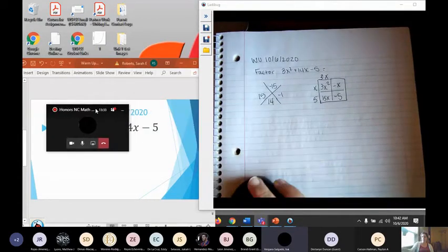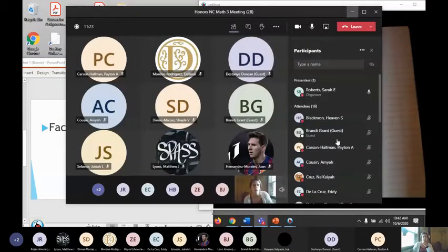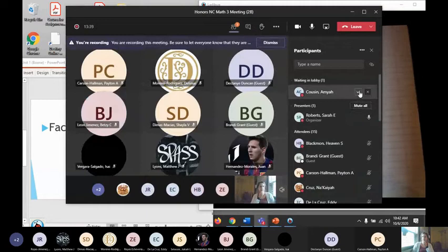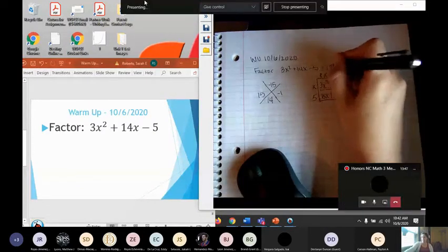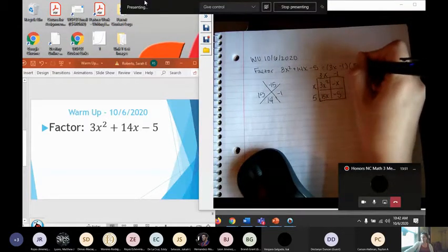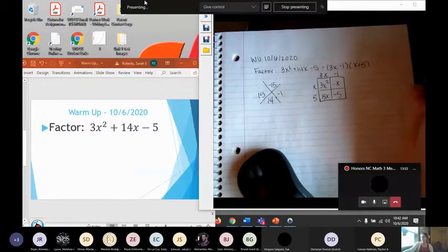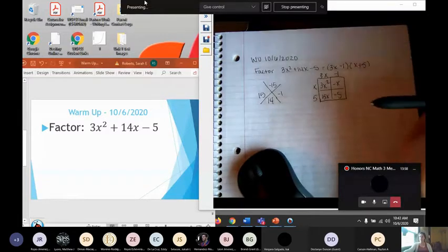-1. Yeah, perfect. -1. Okay, it sounded like somebody was trying to get in. Let me let them in. And then, okay, hopefully that works. Okay, and so this means that my two factors should be 3x minus 1 and x plus 5. If I multiply these together, I should get 3x squared plus 14x minus 5.